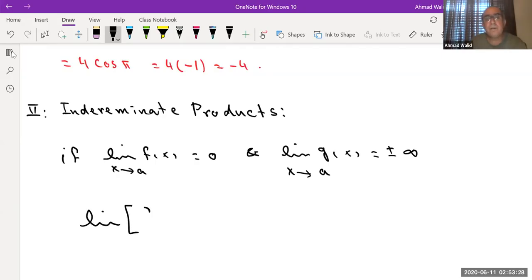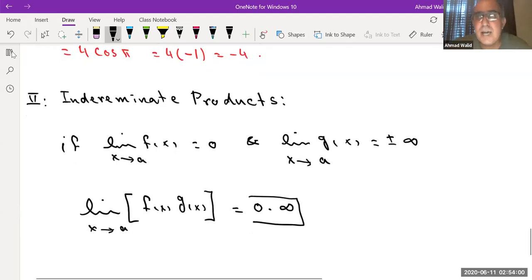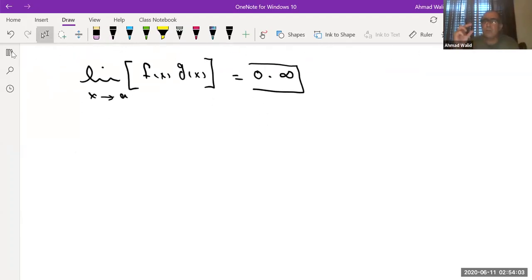In this case, the limit of f of x times g of x as x approaching a will give you what? 0 times what? Infinity. This is the second form of indeterminate limits, which we call indeterminate product. You end up always with 0 times infinity. How to deal now with these types of limits? I will put a short note for you here to explain how to deal with this.